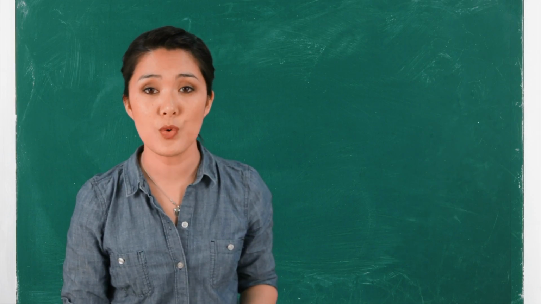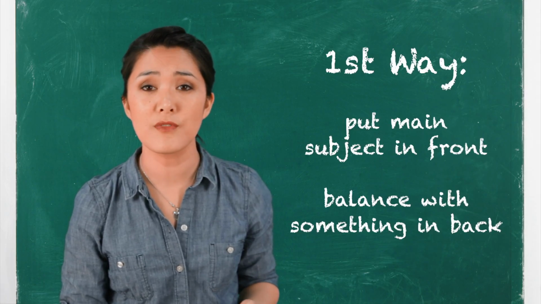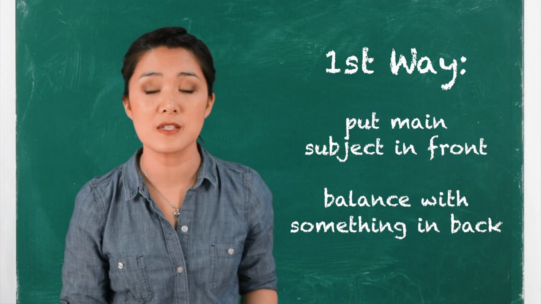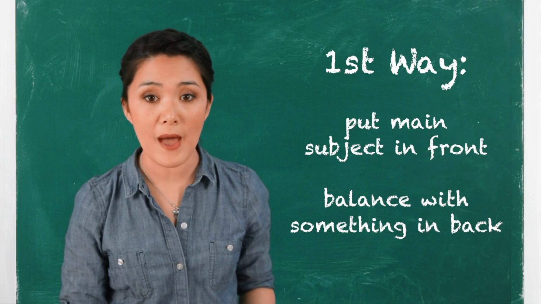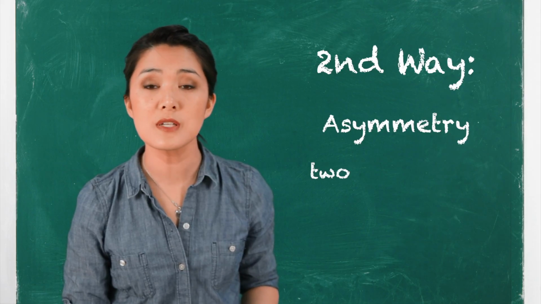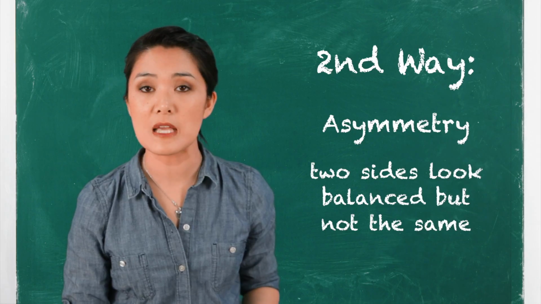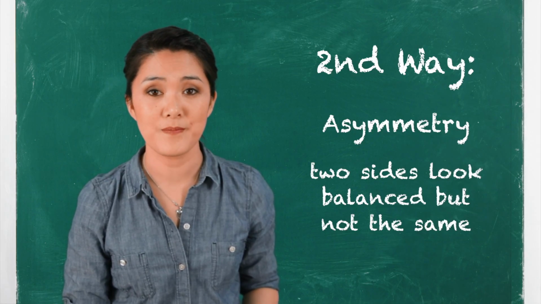We can do this in two ways. The first way is by putting the main subject, what you want the viewer to really look at, in the front, and then putting something in the back on the other side. The other way that we can use balance is using something called asymmetry. This is when two sides look balanced even though they're not exactly the same.